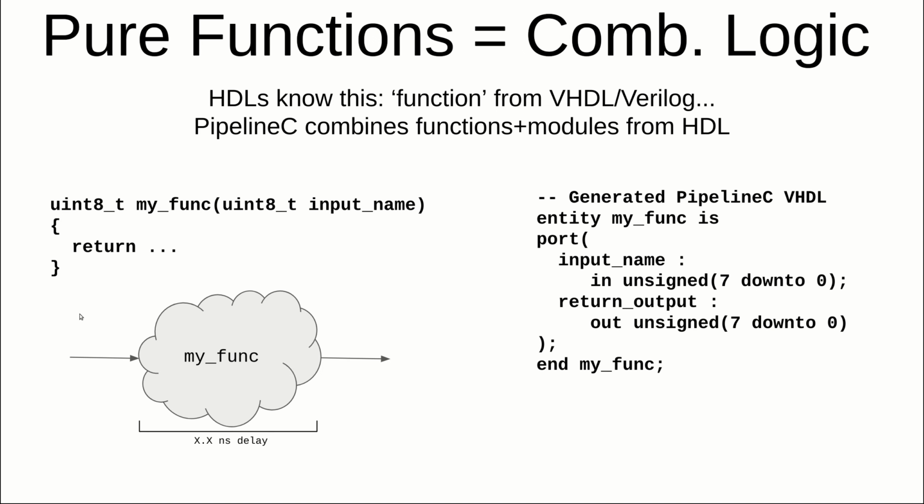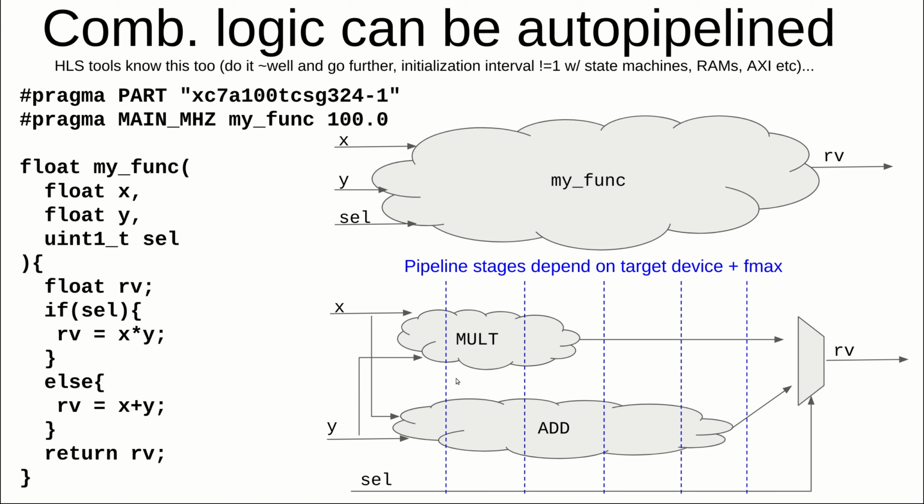And PipelineC here mostly cares about the delay across this logic. It's going to know the inputs and outputs, and mostly it's looking at it as just a blob of LUTs on an FPGA. All right. So those same chunks of combinatorial logic can be auto-pipelined by splitting the data flow with registers in the appropriate location.